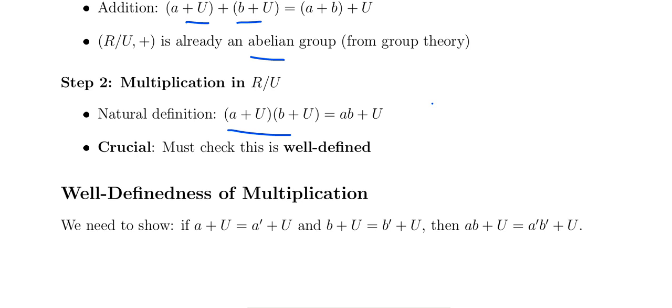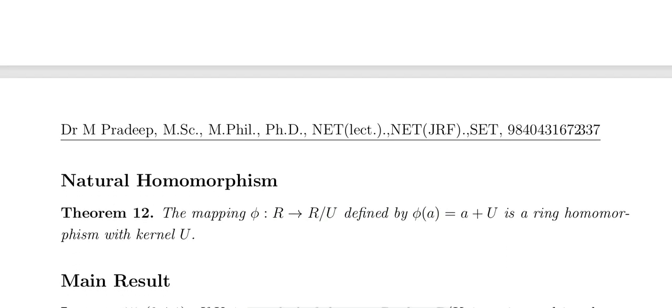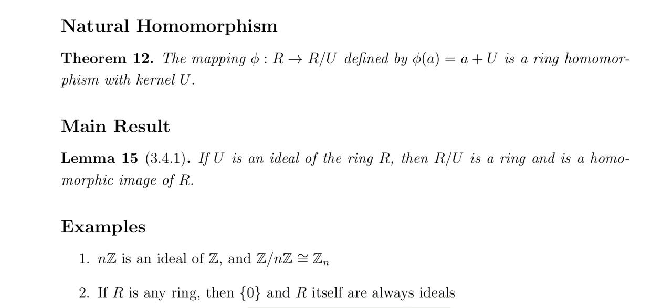It is well defined for multiplication: if a plus U equals a dash plus U and b plus U equals b dash plus U, then ab plus U is equivalent to a dash b dash plus U. So we have a natural homomorphism, pi from R to R by U, defined by pi of a equal to a plus U, which is a ring homomorphism with kernel U.